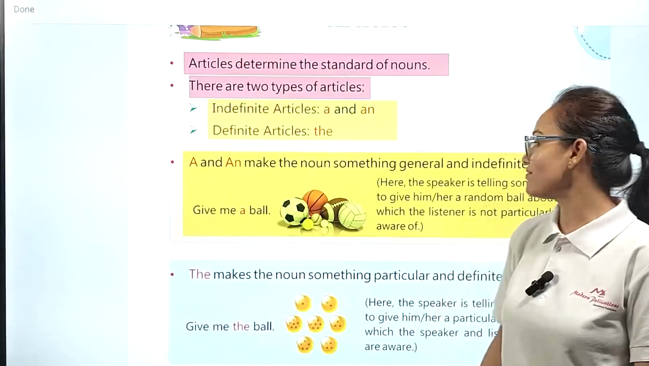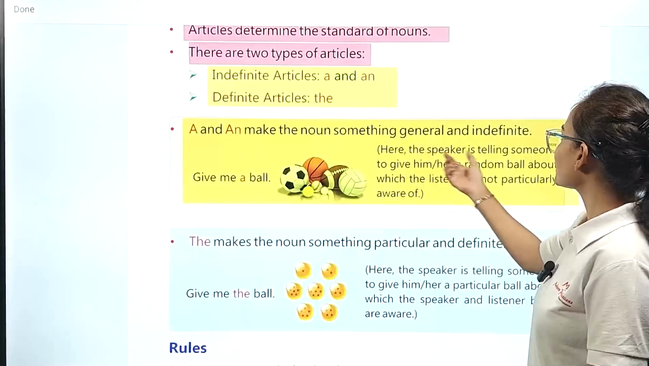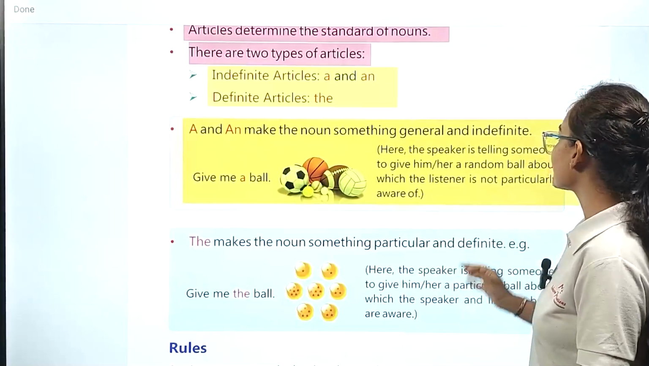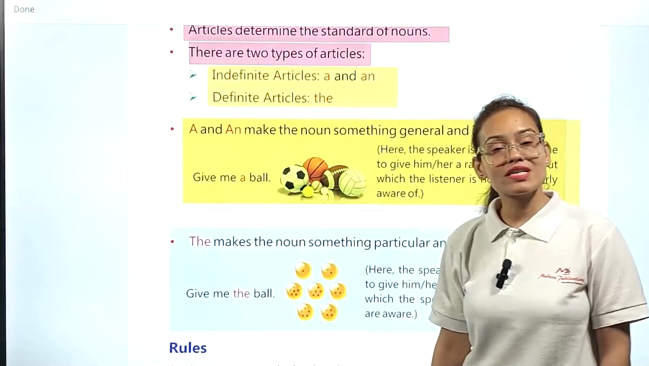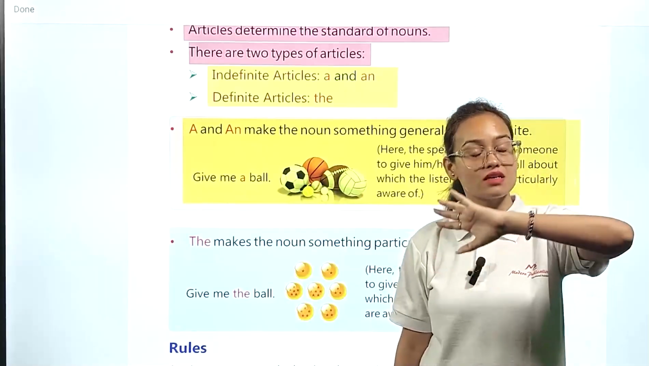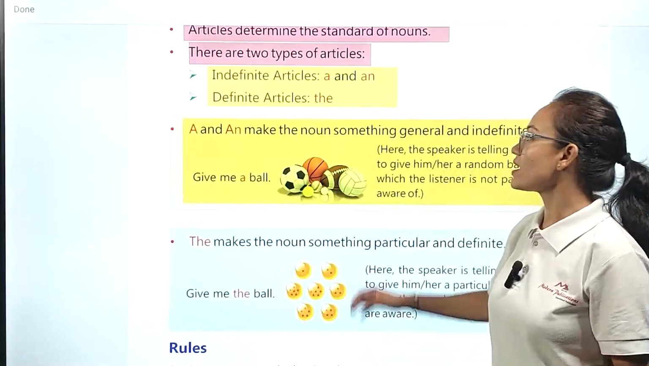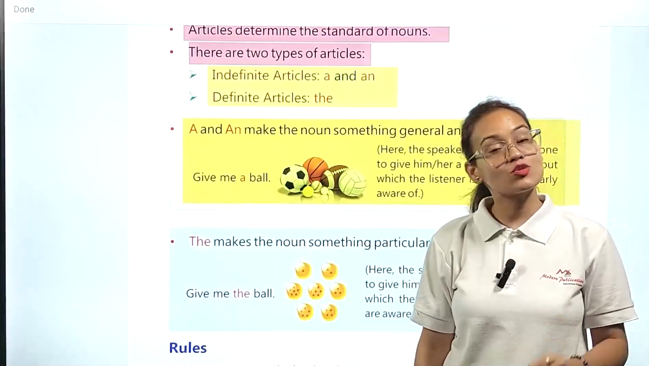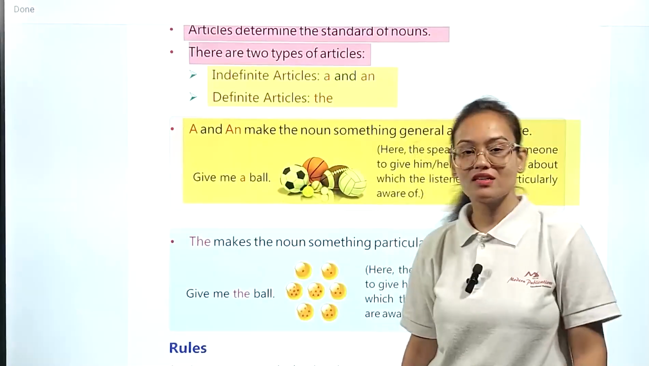Okay, give me a ball. This is a general sentence. Here the speaker is telling someone to give him a random ball about which the listener is not particularly aware. Why is it a general sentence? Because the speaker is telling someone to give a ball, and the listener doesn't know anything about this ball. That's why a or an is considered an indefinite article, because the speaker knows everything, but the listener doesn't know anything about the thing.